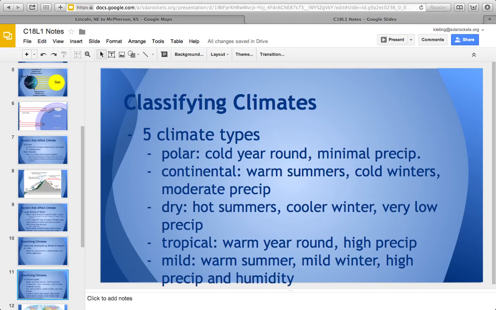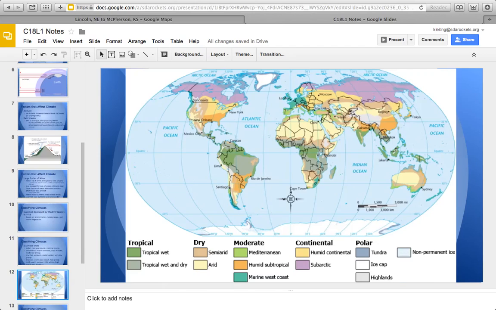And dry climates have hot summers, cooler winters, and very low precipitation. Tropical climates are warm year-round and high precipitation. And mild climates have warm summers, mild winters, high precipitation, and humidity. Here on ours, we called this mild. They're calling it moderate. It's the same idea. But you can see kind of where we land with this.